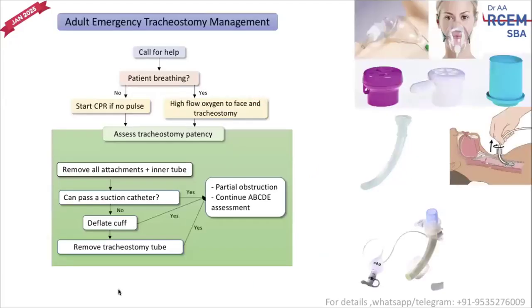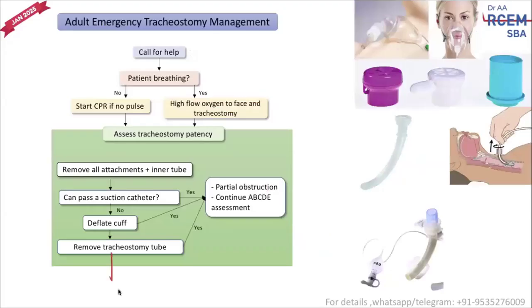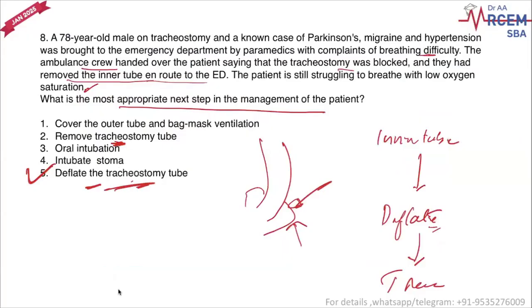Someone is asking, they said remove the tube. Eighth one, remove the tracheostomy tube. Remove the tracheostomy tube is after deflation. You need to pass a suction catheter, then deflate the tube, and the inner tube is removed. Suction catheter, they have not mentioned it. That's why we will be deflating the tube. This one we have skipped because they have not mentioned it. So you deflate the tube, then you remove the tracheostomy tube. For that reason, we are removing the tracheostomy tube here.